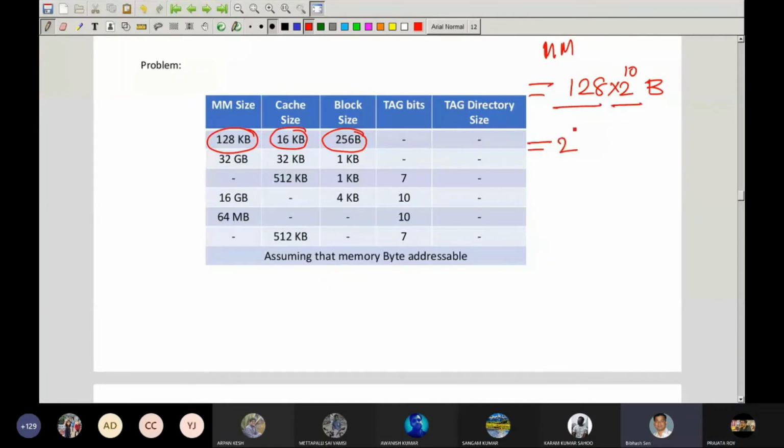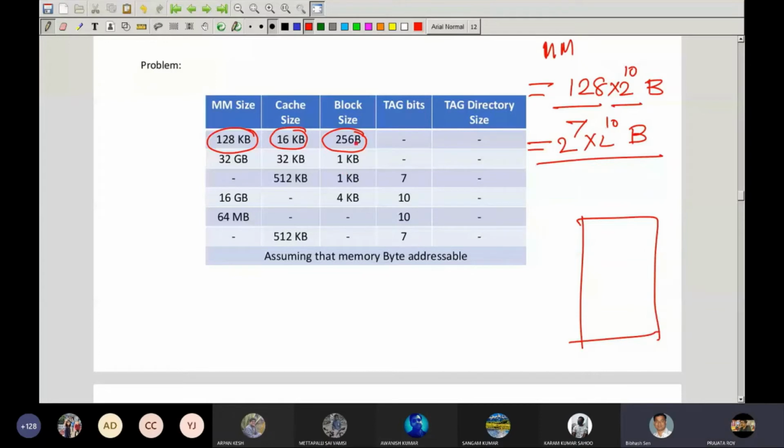Now 128 is how much? 2 to the power 7 or 2 to the power 6? 2 to the power 7, sir. So 2 to the power 7 and 2 to the power 10. This is the main memory size. Now what is the block size? 256. That means 2 to the power 8. Block size 256 means 2 to the power 8. Am I correct? Yes, sir.